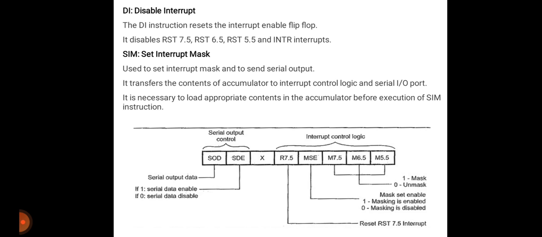Then bit number 4 is used to reset the RST 7.5 request, regardless of whether or not RST 7.5 is masked. Then bit 5 is don't care. Bit 6 enables the serial output if this is set. Bit 7 decides the data to be sent on the serial output pin of 8085. This is all about SIM, set interrupt mask.